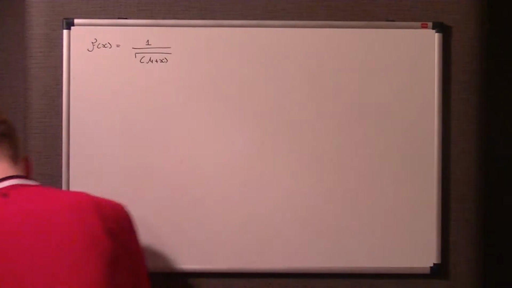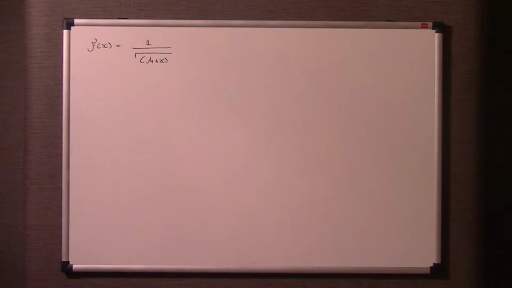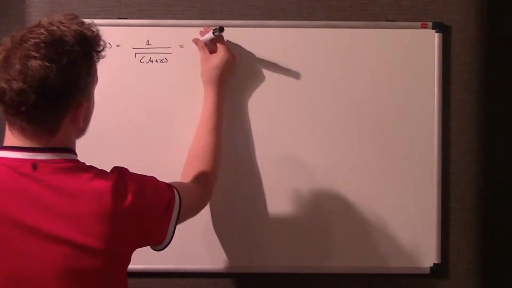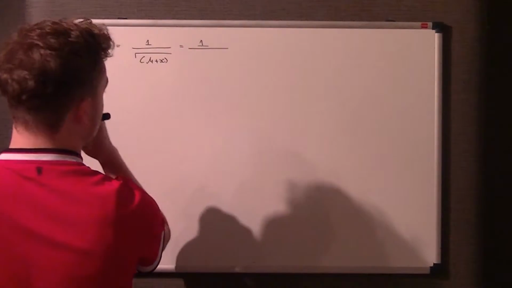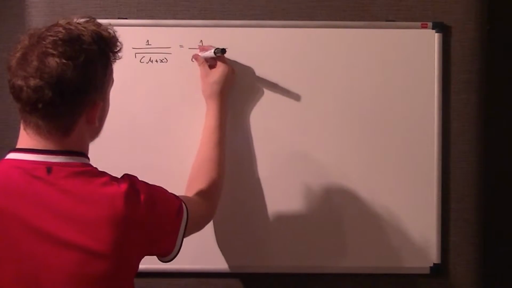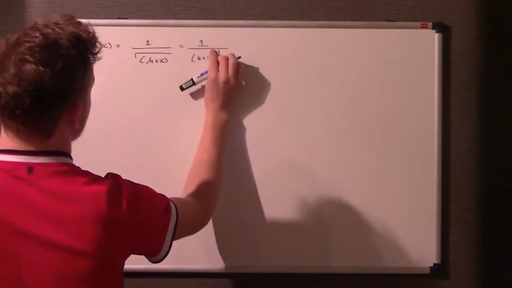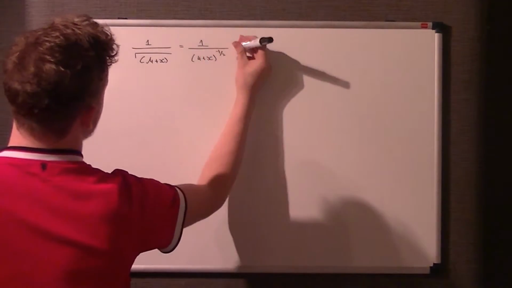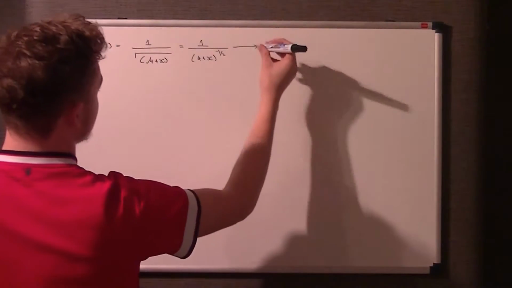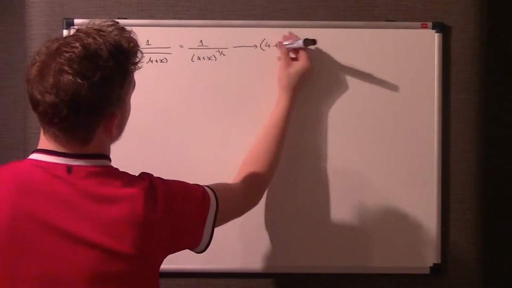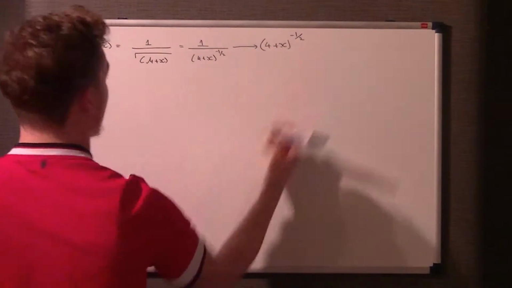So the way you could have thought about it, you might have just thought this straight through in your head. If it's 1 over the square root of 4 plus x, sorry, it's 1 over 4 plus x all to the power of a half, and we said any powers on the bottom become negative when you put them on the top, so to speak. So that becomes 4 plus x all to the power of negative a half.